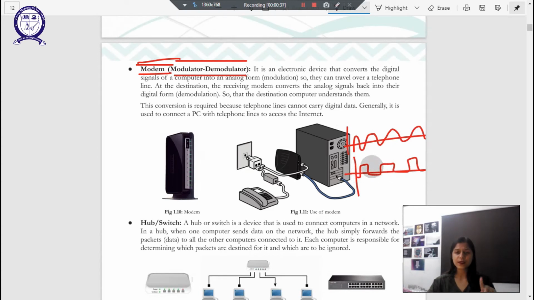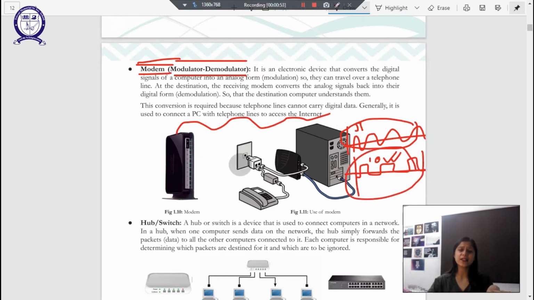So 1 and 0 are the discrete digital signals, but these are the sinusoidal analog signals. So our data transfers like this in the wired telephone lines, but a computer only understands 1 and 0, so that is why we need a modem. This conversion is required because telephone lines cannot carry digital data, and it is used to connect a PC with the telephone line to access the internet.